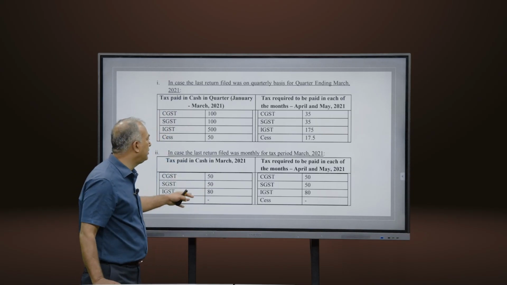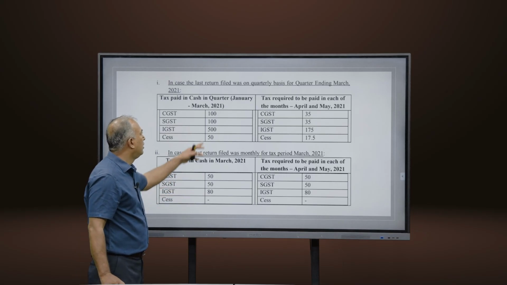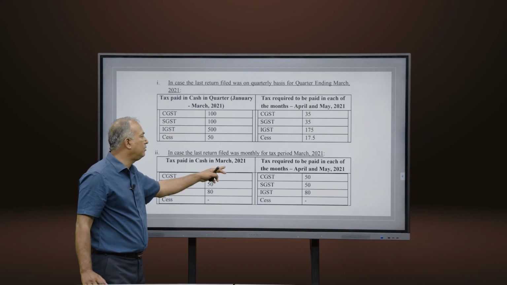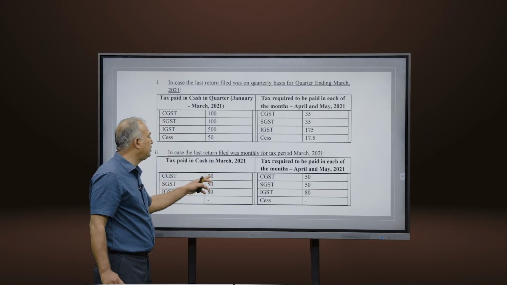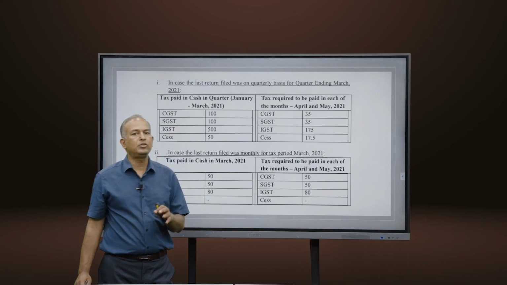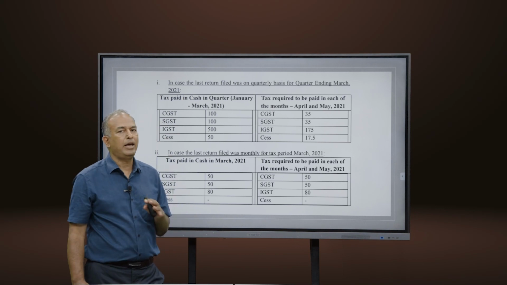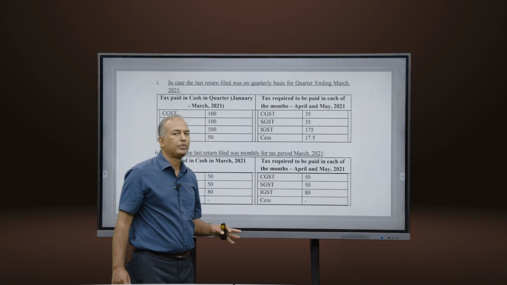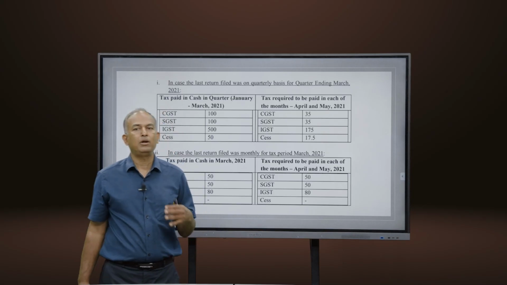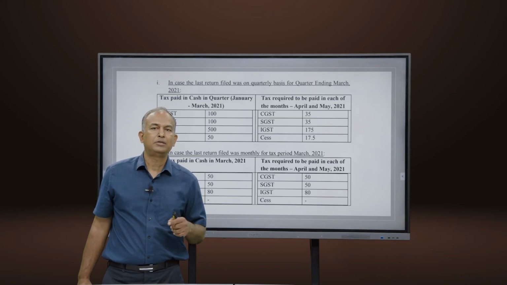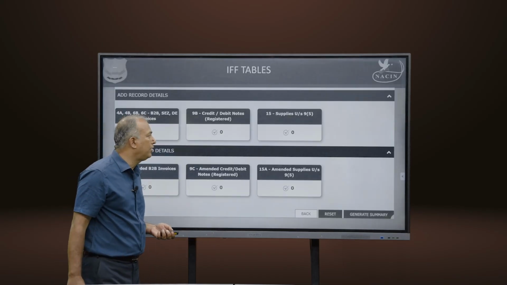If it was a monthly return, that is, the previous GSTR 3B was a monthly GSTR 3B for March 2021, and the amount paid through cash was 50, 50 and 80, then to satisfy the condition of monthly payment in April and May of 2021, he has to deposit 50, 50, 80. The due date is, if it was April, 25th of May. If it was for May, it is 25th of June. This satisfies the condition of monthly payment. That is quarterly returns, monthly payment for you.